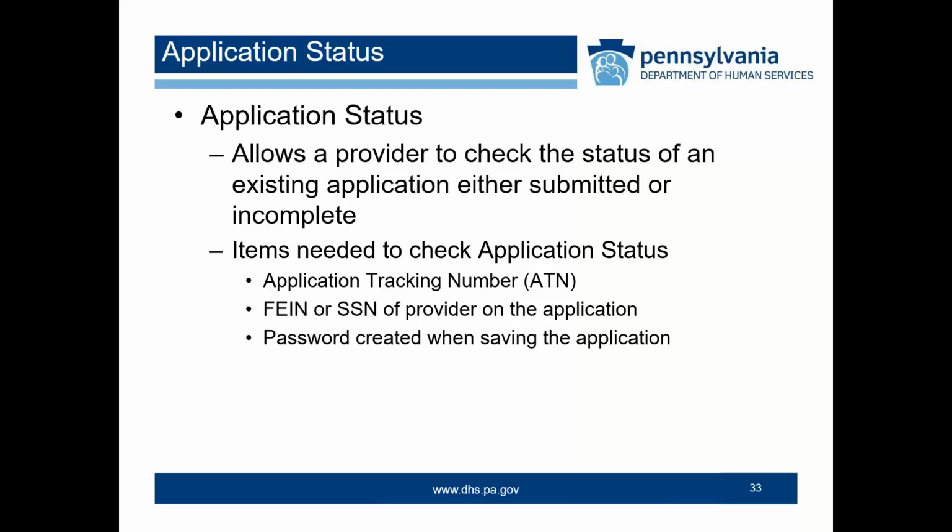The application status allows a provider to check the status of an existing application, either submitted or incomplete. Again, the same items are needed. You need that tracking number, the FEIN or the social, and then the password that you created when you started your application. So if anything else, it's very important to know what your tracking number is.